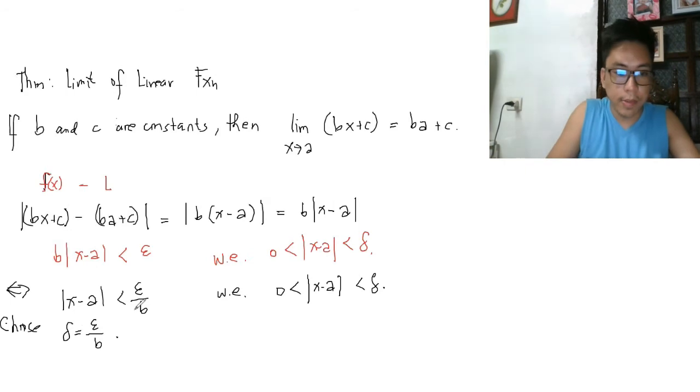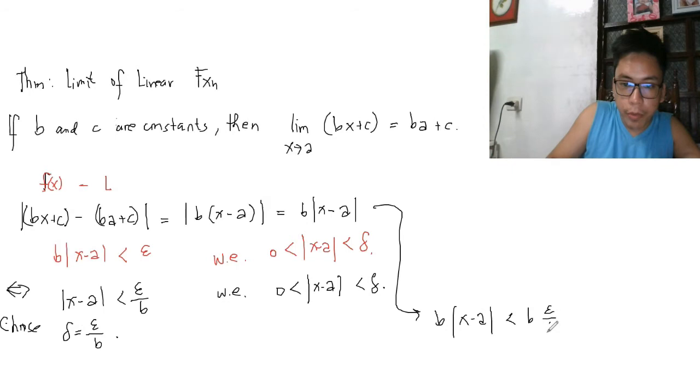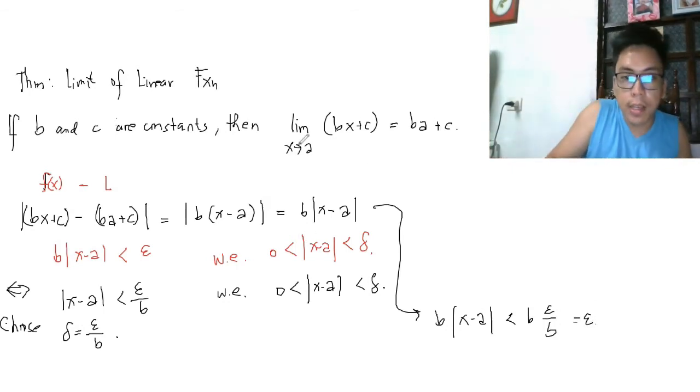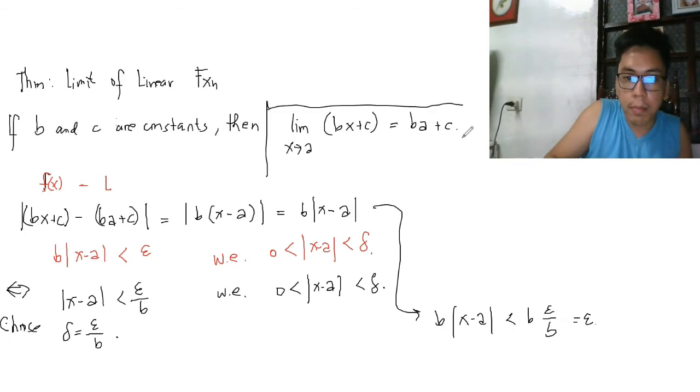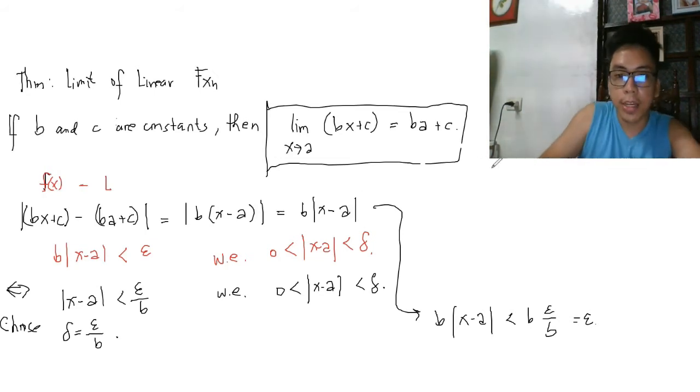So in this case, if our absolute value of x minus a is less than delta, which is epsilon over b, it simply gives us the idea that b times the absolute value of x minus a is less than b times epsilon over b, and so this is equal to epsilon, which shows that this is already the limit of the function. That's it. Okay, so we will consider examples for that.